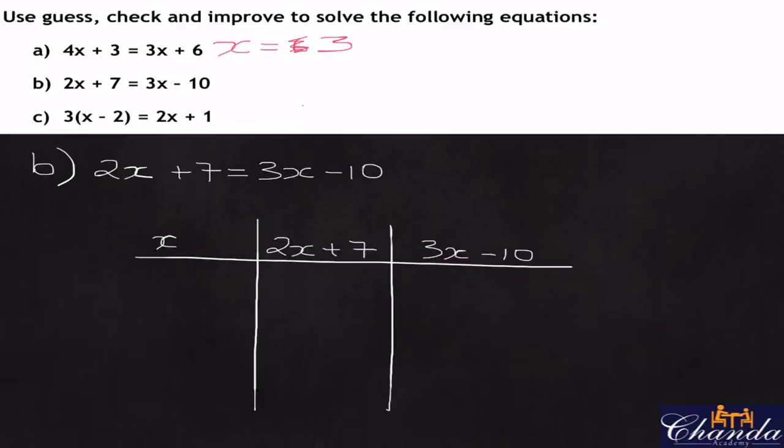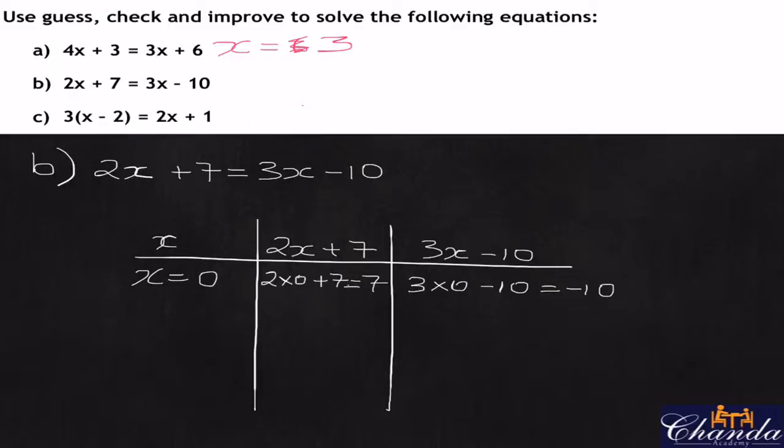Alright, so now we're looking at 2x plus 7 equals 3x minus 10. Let's try our standard x equals 0 and see what we get. So x equals 0 gives me 2 times 0 plus 7, which gives me 0 plus 7, which is 7. Then I have 3 times 0 minus 10. Whoops, this is negative 10, so quite a bit far apart.